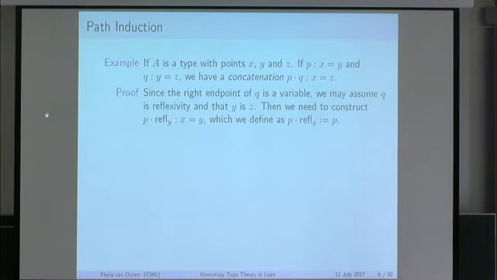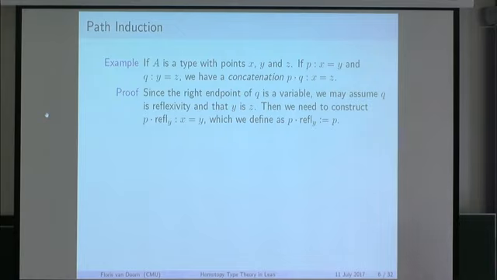And so the informal proof goes like this. Q has as right endpoint Z, and that's a variable. So I may assume that Q is reflexivity and that Z is the same as Y. And now I just need to construct a path P concatenated with reflexivity, and that now has type X equals Y, because Z became the same as Y. And we can define that because we have an element of X equals Y, namely P. So we can define this to be equal to P.